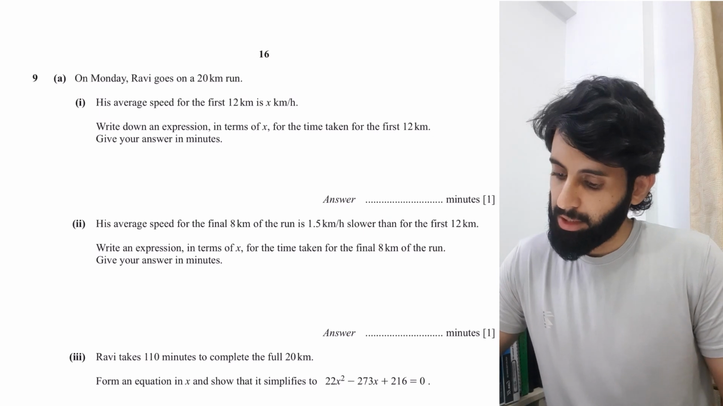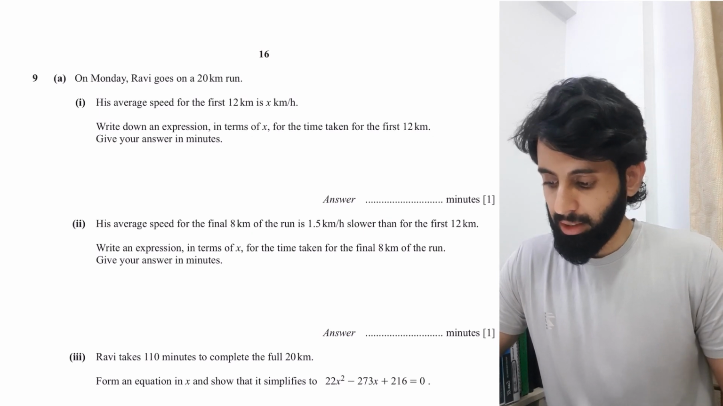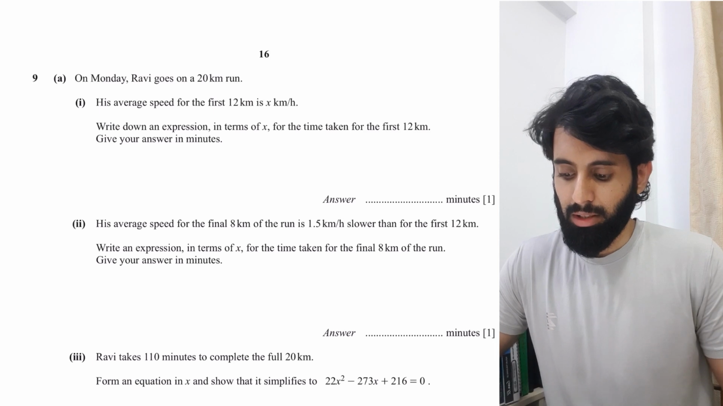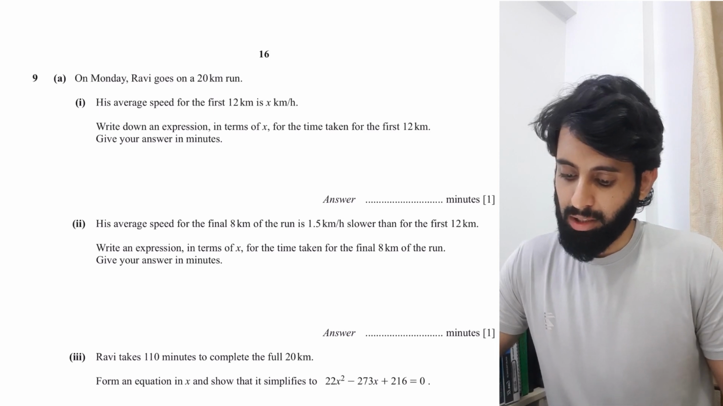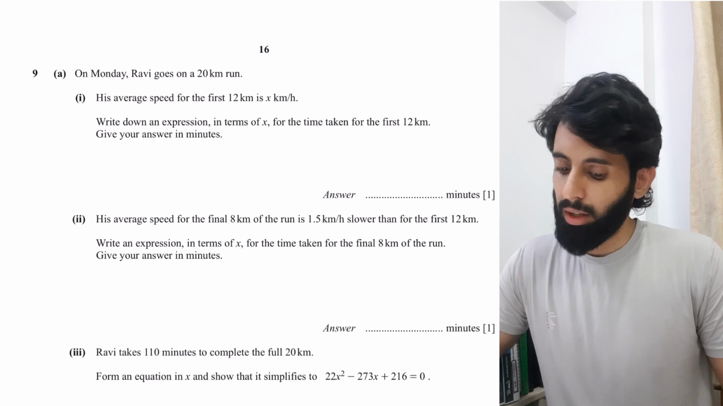Now we're doing question number 9, which is the second to last question. It says on Monday, Ravi goes on a 20-kilometer run. His average speed for the first 12 kilometers is x kilometers per hour. Write down an expression in terms of x for the time taken for the first 12 kilometers.